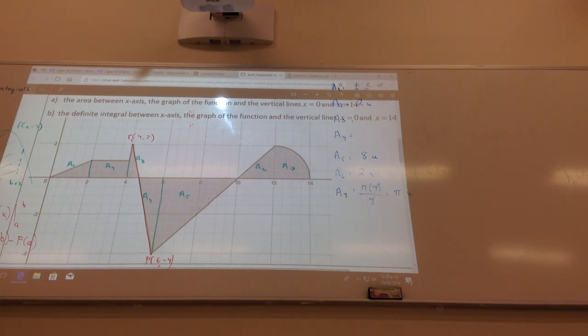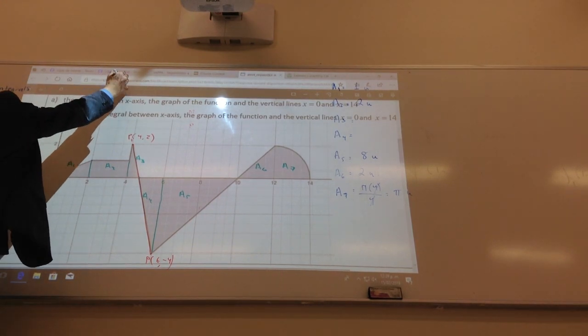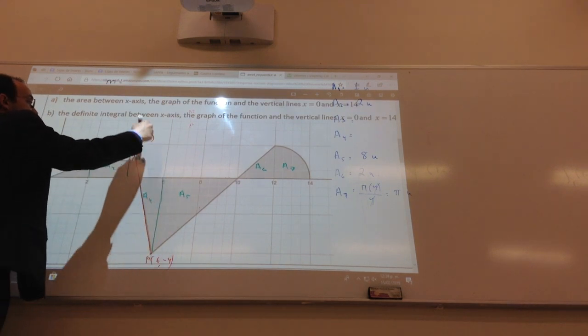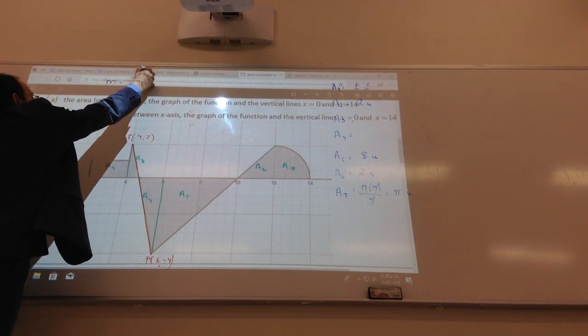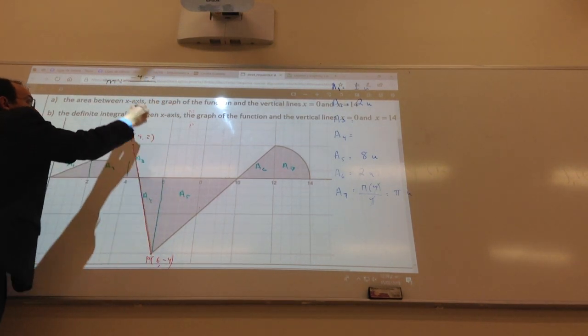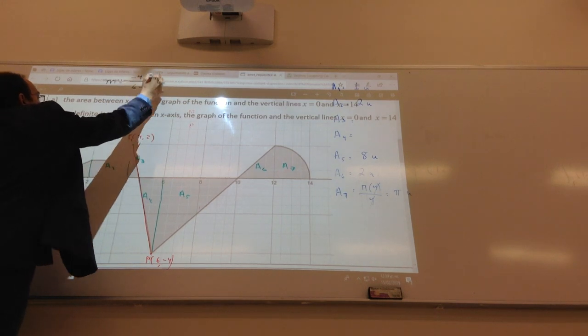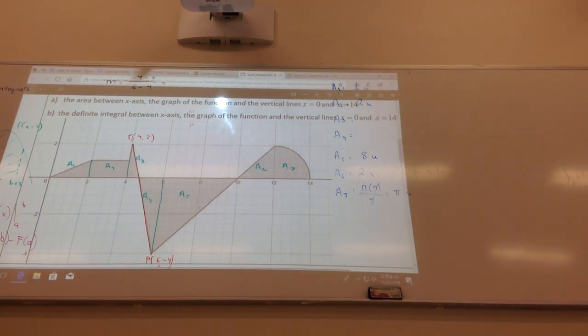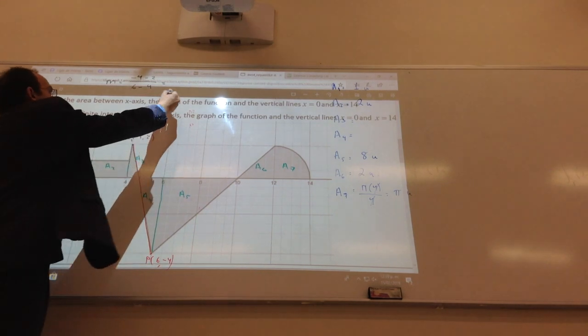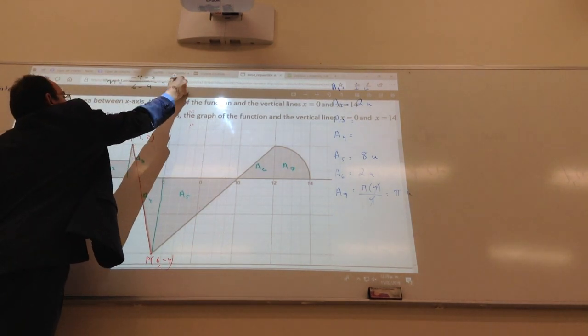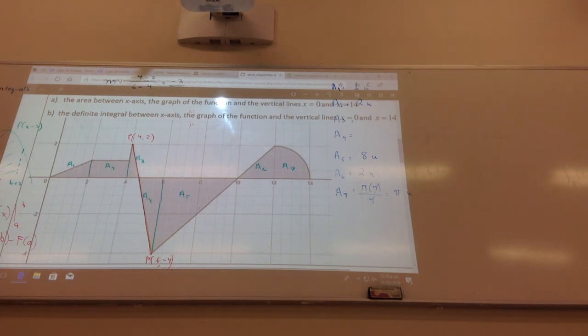Okay? So, how do I get the equation of the line? Slope. Y2 minus Y1 over X2 minus X1 equal to what? Minus 4 minus 2, minus 6 over 2. Minus 3. Now what?